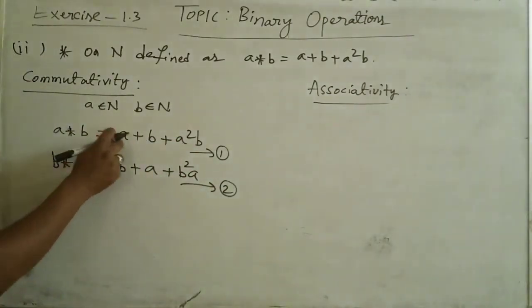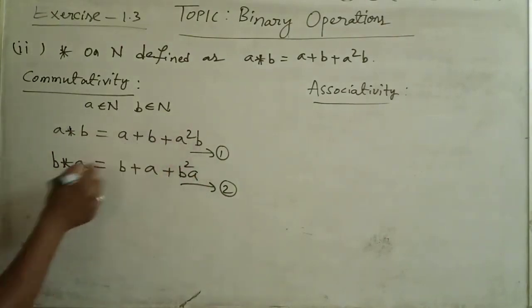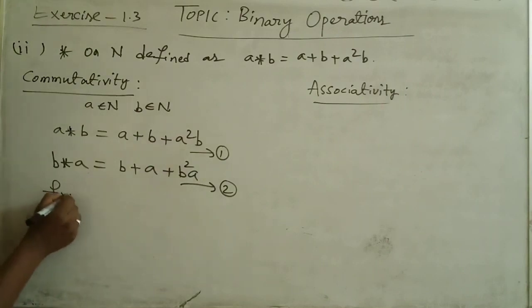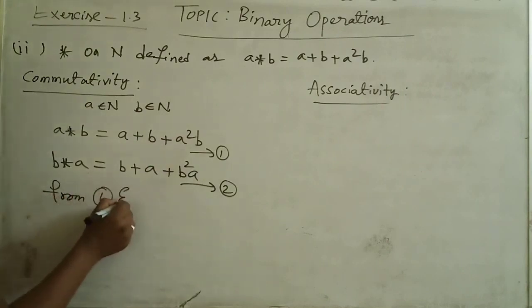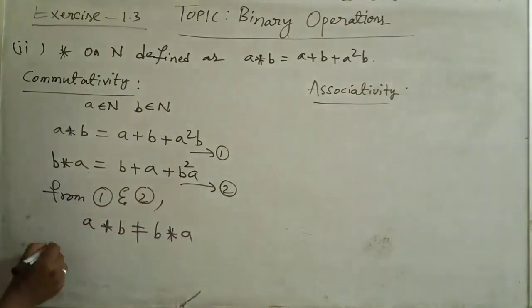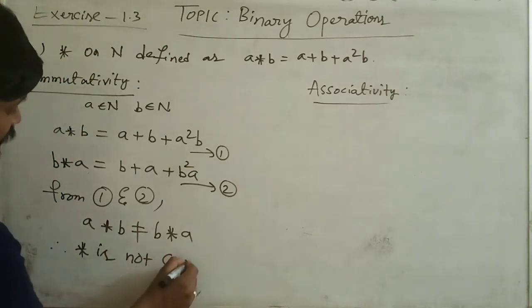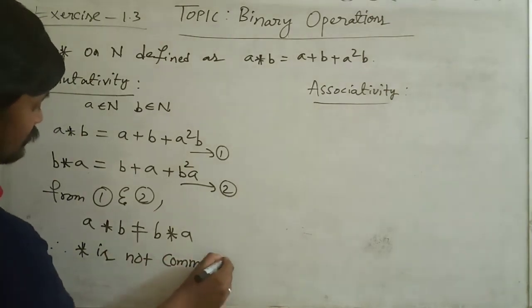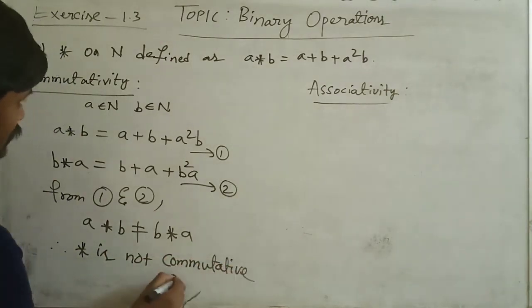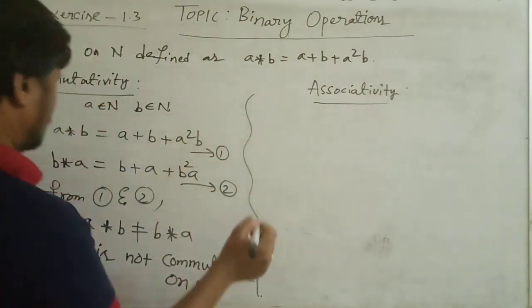You observe here A okay, B okay, but here it is A square B, and here B square A. These both are not equal. So from 1 and 2, A star B is not equal to B star A. So therefore, star is not commutative on N. Okay, let me go for associativity now.